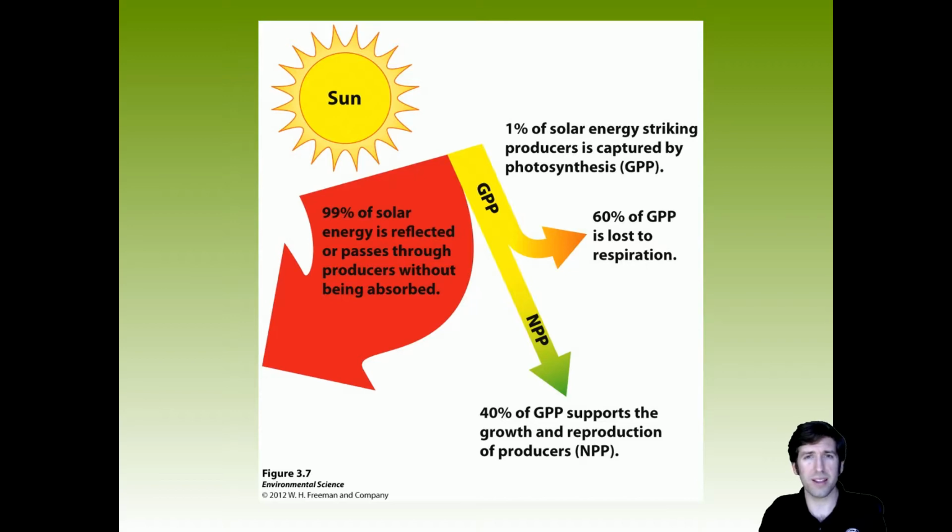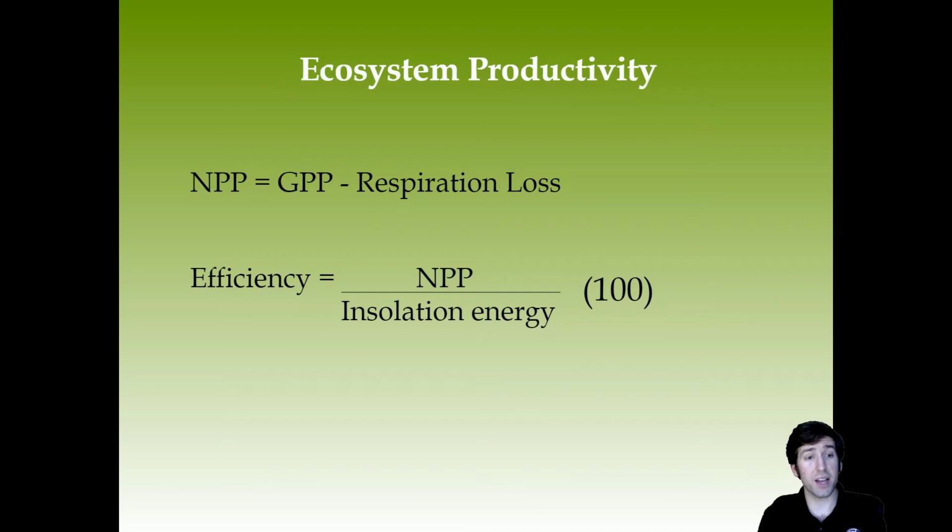So what do you get left with? Well, you get 1% of all the sunlight that hits an area from GPP, and then you're going to lose 60% of that. So that leaves you with 40% of GPP, which supports the growth and reproduction of the producers themselves. NPP equals GPP minus respiration loss. That's something to definitely know for the test.